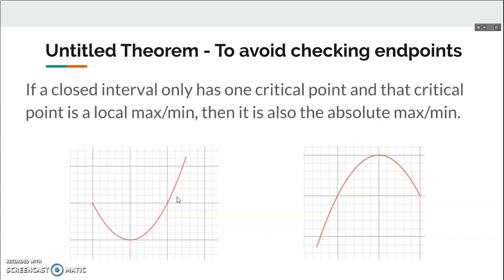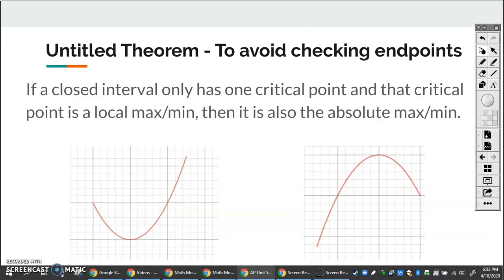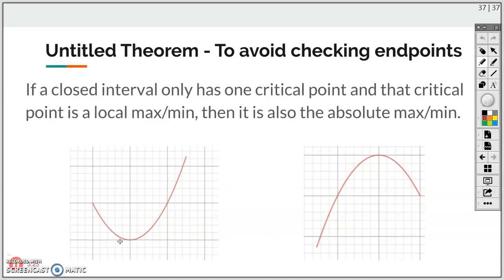So consider this piece of a parabola here. There's only one point on this parabola where the derivative is equal to 0. So we've got a horizontal tangent line here. There's only one critical point, and since we go from decreasing to increasing, this is a local min. So if you only have one critical point, and that one critical point is a local max or a min, it's also going to be the absolute max or a min.